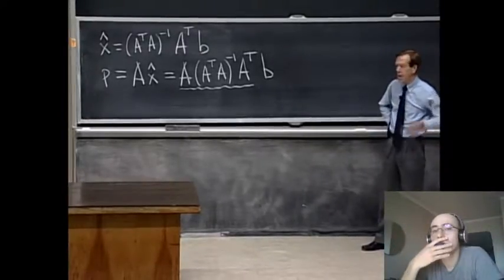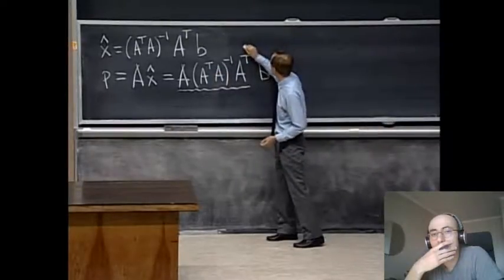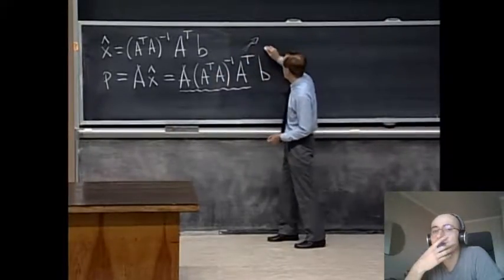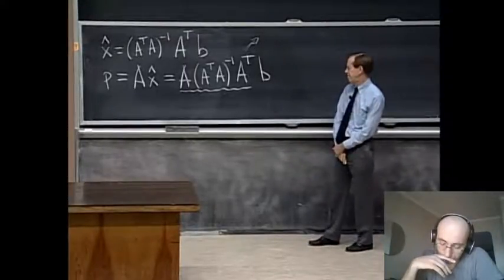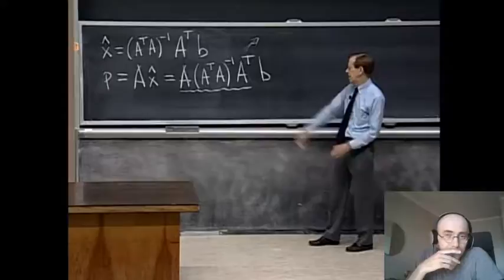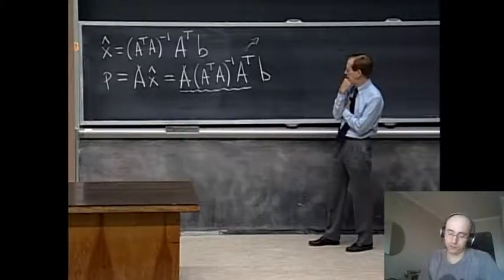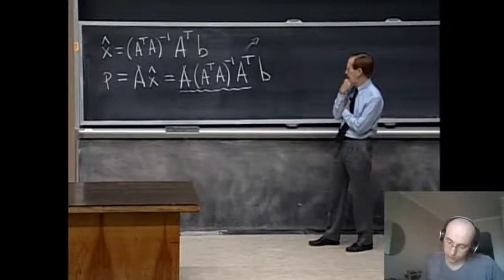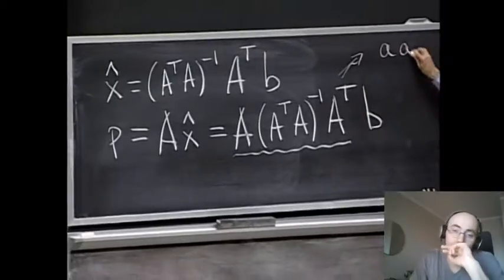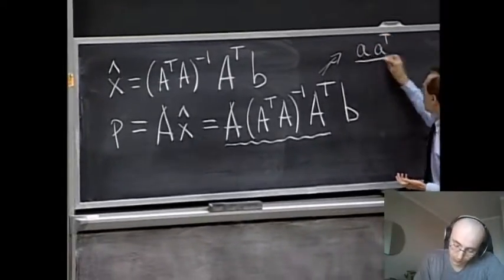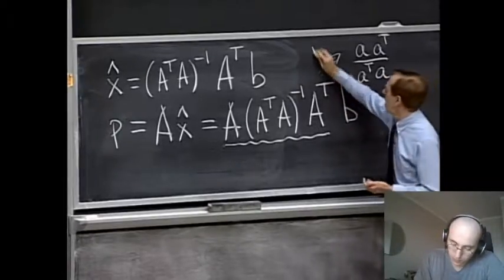This combination is our magic combination. What was it in one dimension? We must have had this thing way back at the beginning of the lecture. Then A was just a column, just a lot of numbers. It was little a transpose over a transpose a, right? That's what it was in 1D.